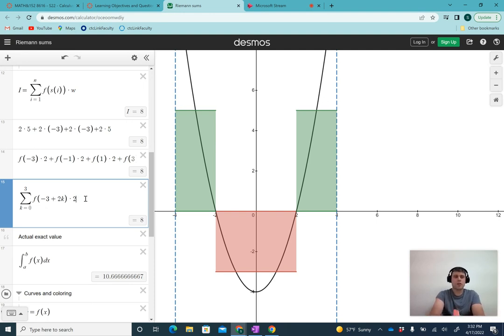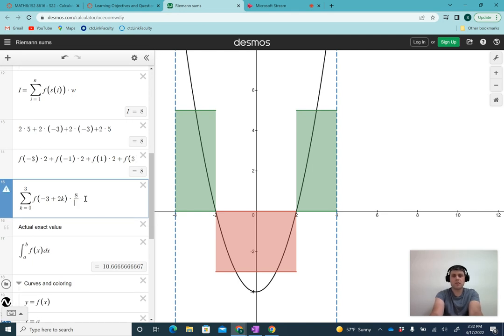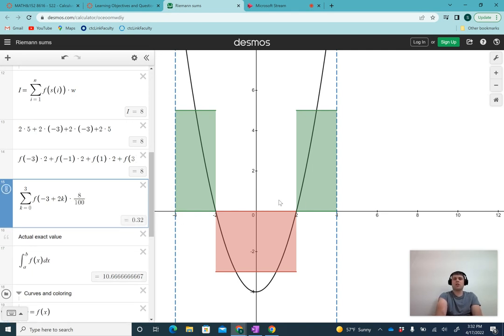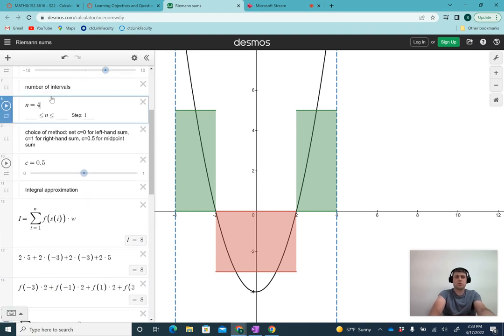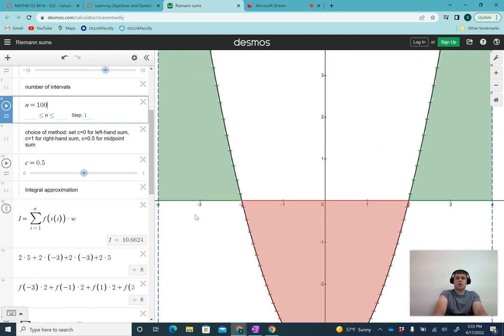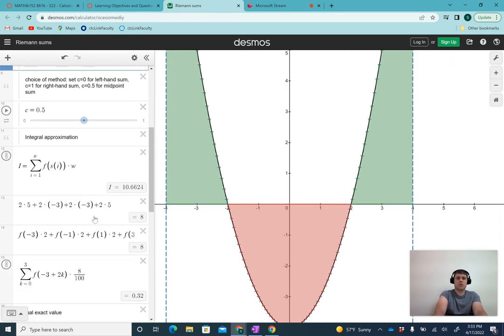Okay. Now, let's say I want to have 100 rectangles. What happens in that case? If I got 100, well, my width is 8, and then the width of each rectangle is 8 divided by 100, right? Because from -4 to 4, that's the width 8, b minus a is 8. And then divided, we're having 100 rectangles. So n is equal to 100 here. Okay, that looks scary, but it looks very accurate.